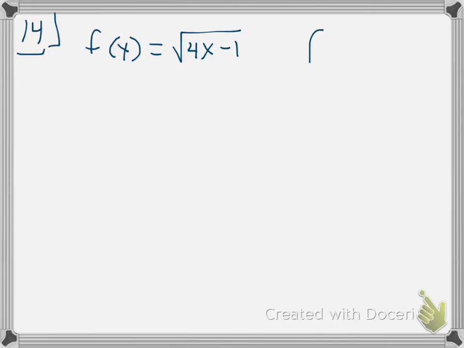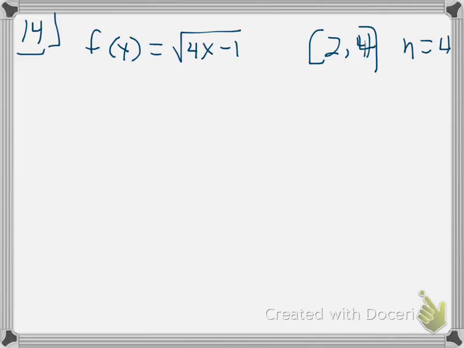Number 14, they want us to approximate the lower sum of f of x equals the square root of 4x minus 1 on the interval 2 to 4 with n equals 4 intervals. Okay.